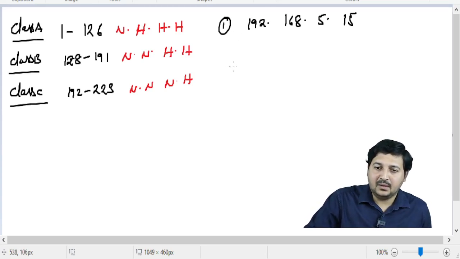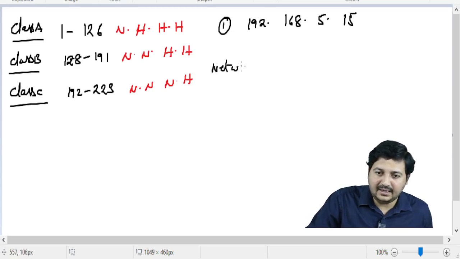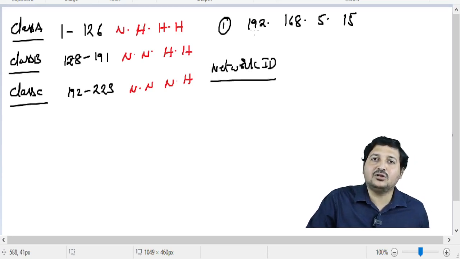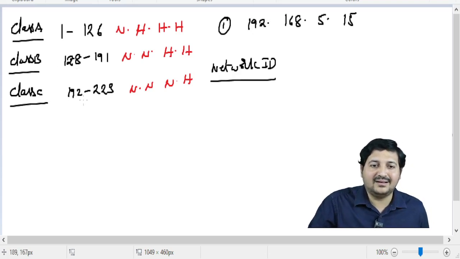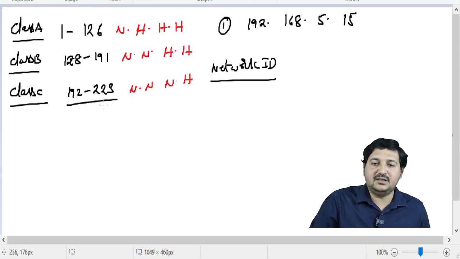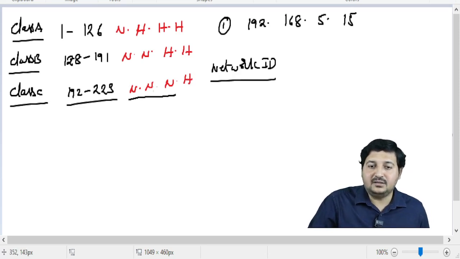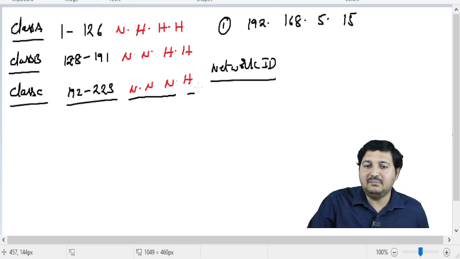Okay, fine. First, let me find the network ID. For finding the network ID, you should first understand which class it belongs to: class A, class B, or class C. When I see this IP, I come to know that it belongs to a class C network, because it lies in this specific range. In class C, how many network octets are fixed? Three. In terms of bits, 24 bits are assigned for the network and only 8 bits are assigned for the host.